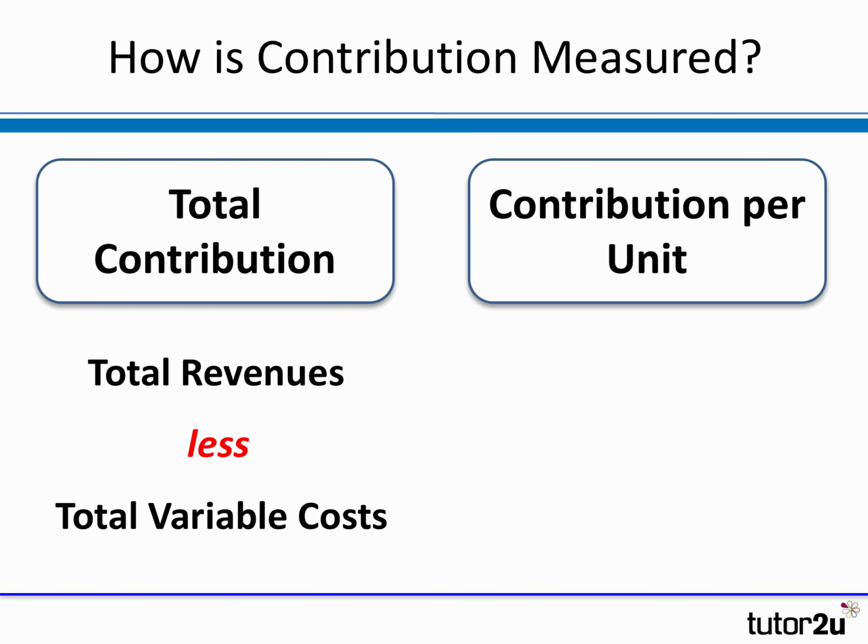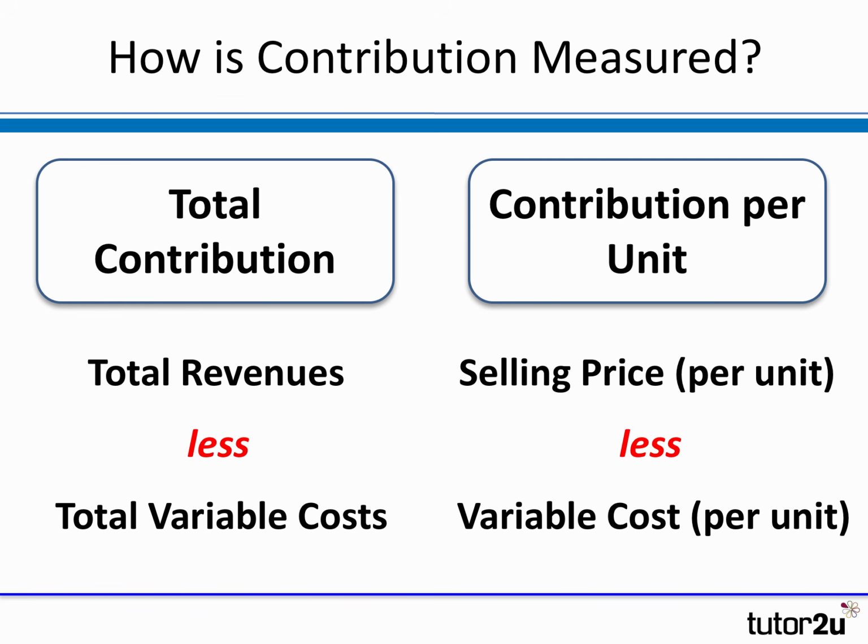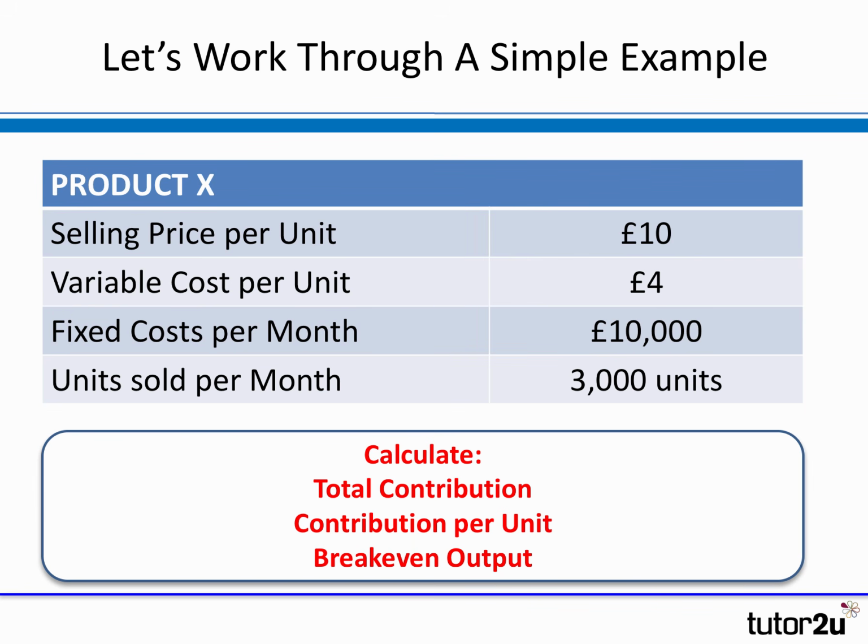Contribution per unit is similar, but what it does is it takes account of how many units we're selling. So we take the selling price per unit and we take away the variable cost per unit to give us contribution per unit. That's a really important formula to remember, as is the next one that's coming up in a slide or two. Contribution per unit is an incredibly useful concept. Now, let's just work through a simple example of how this feeds through in terms of working the maths on contribution. So here we go.